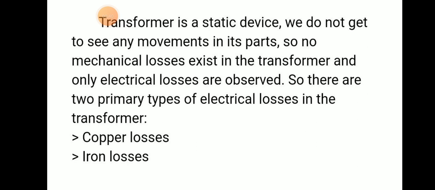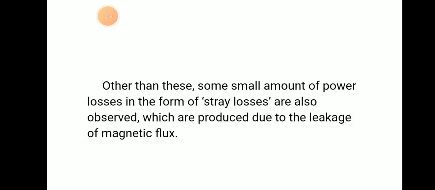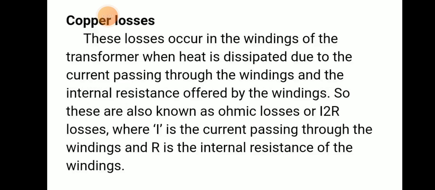We all know that a transformer is a static device, so we do not see any movement inside its parts. So the chance of a mechanical loss is less, and only electrical loss can be observed here. There are mainly two types of electrical loss: copper loss and iron loss. Other than this, some small amount of power loss in the form of stray losses may also be observed due to leakage of the magnetic flux.